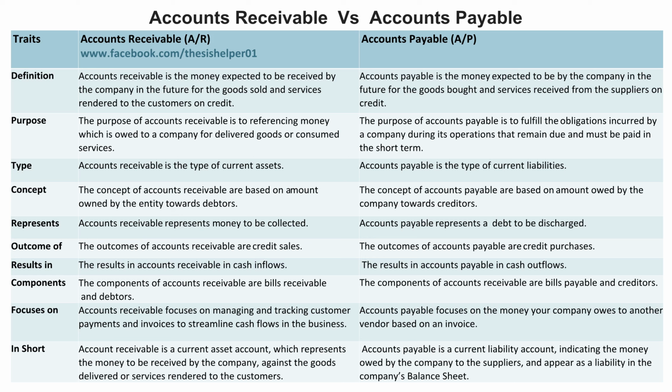In short, accounts receivable is a current asset account, which represents the money to be received by the company against the goods delivered or services rendered to the customers. Whereas, accounts payable is a current liability account, indicating the money owed by the company to the suppliers, and appears as a liability in the company's balance sheet.